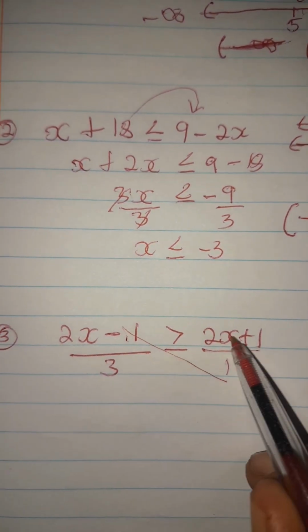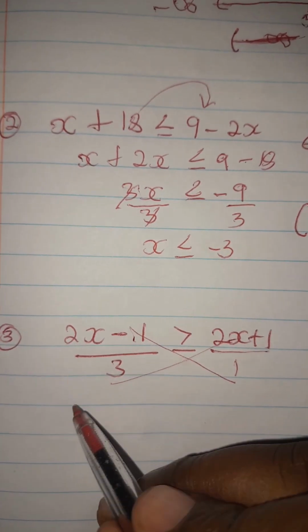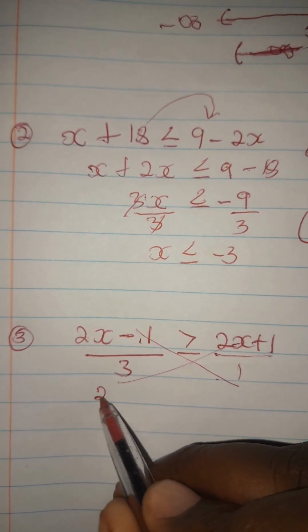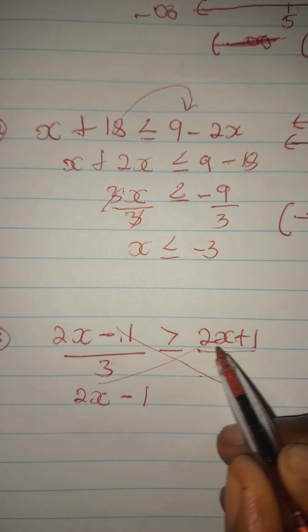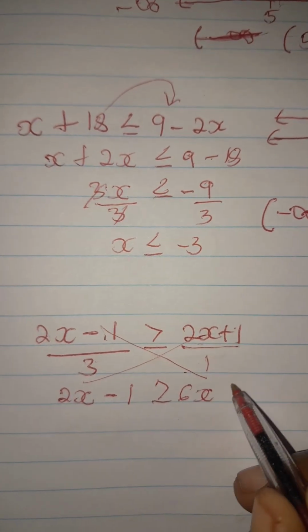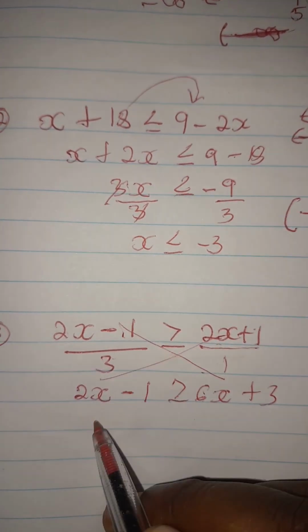So we are going to use a cross method since we have greater or equal to. We are allowed to use a cross method. 1 times 2x is the same as 2x, and 1 times -1 is the same as -1. 3 times 2x is the same as 6x, and 3 times 1 is the same as 3. Then we need to collect the like terms. Let's take 6 to the other side.